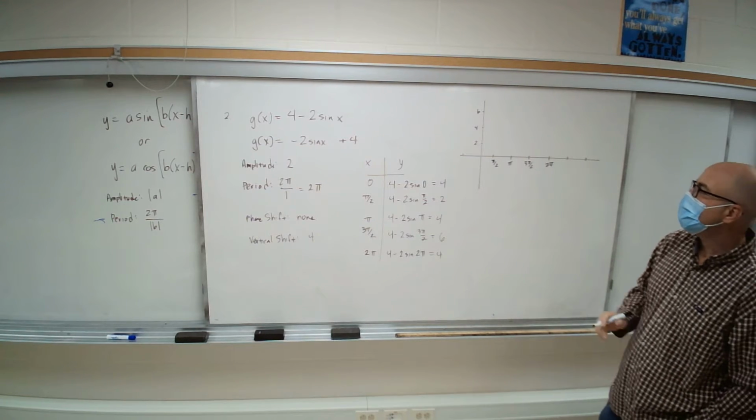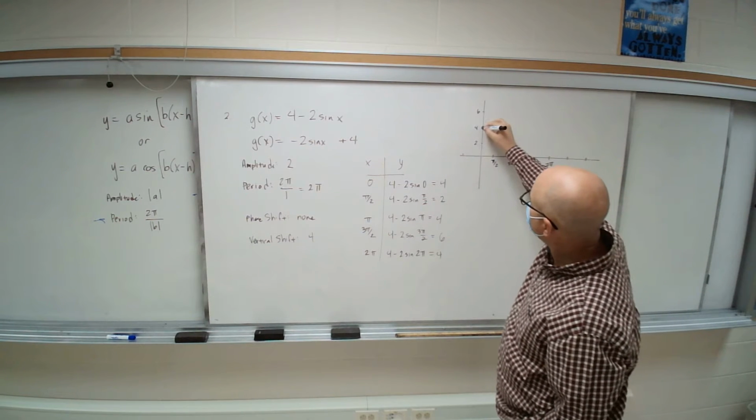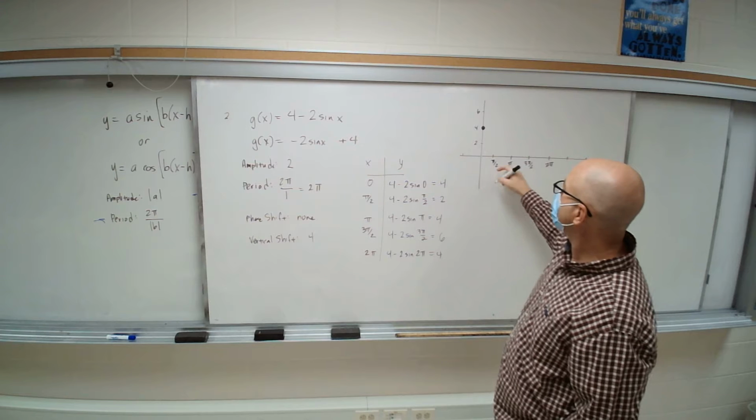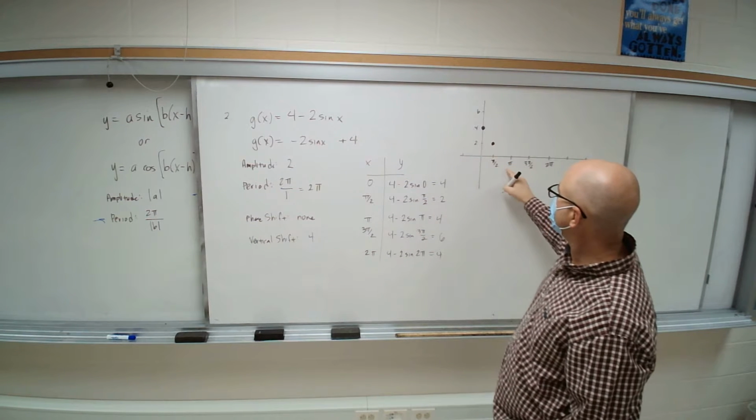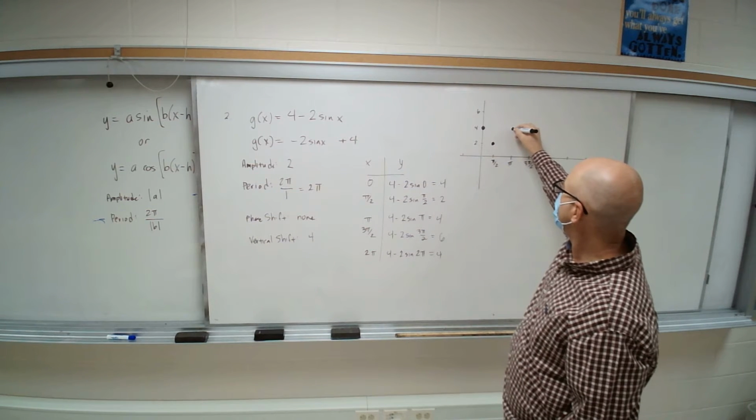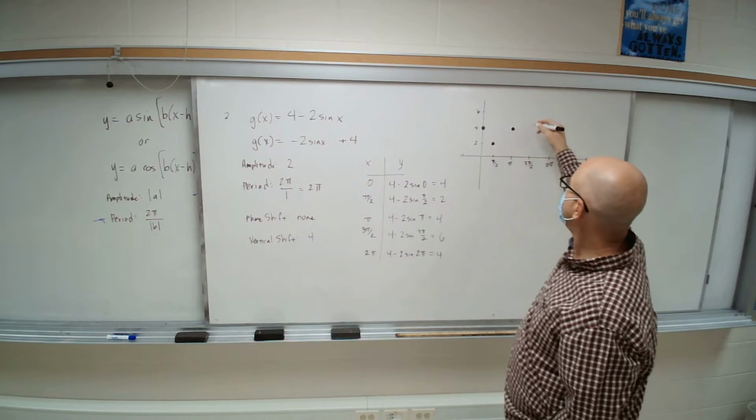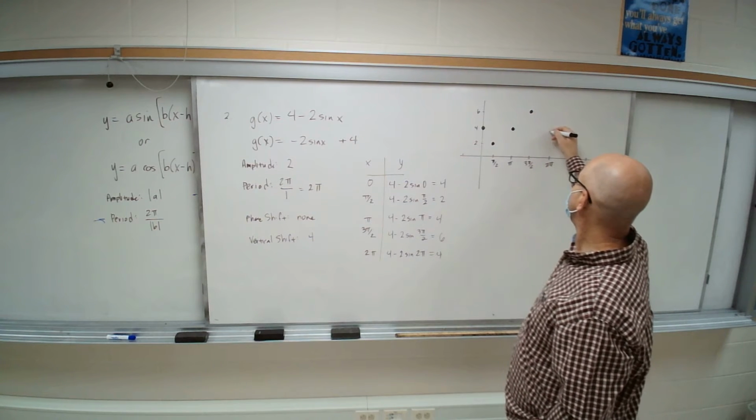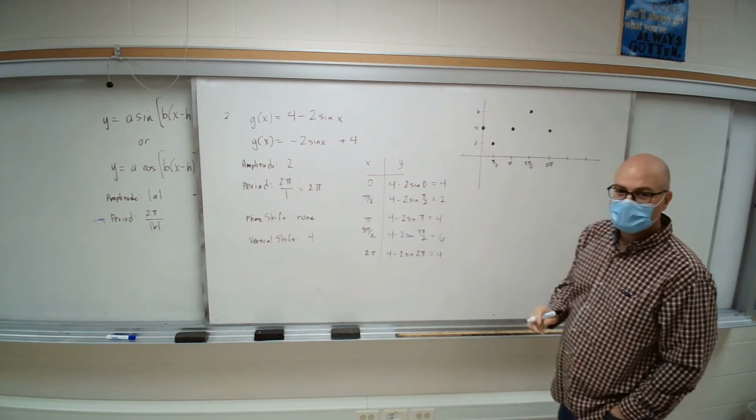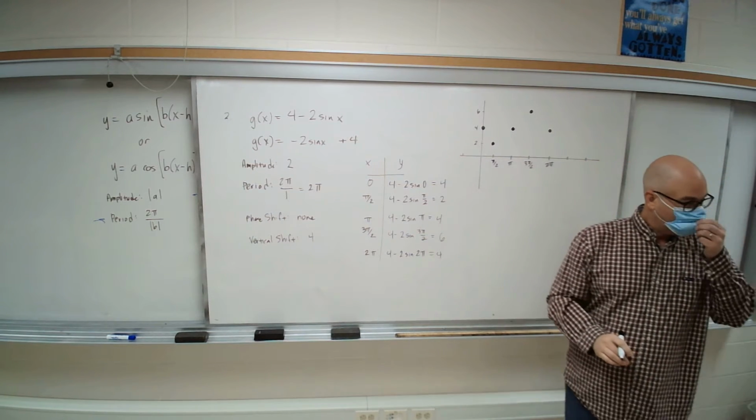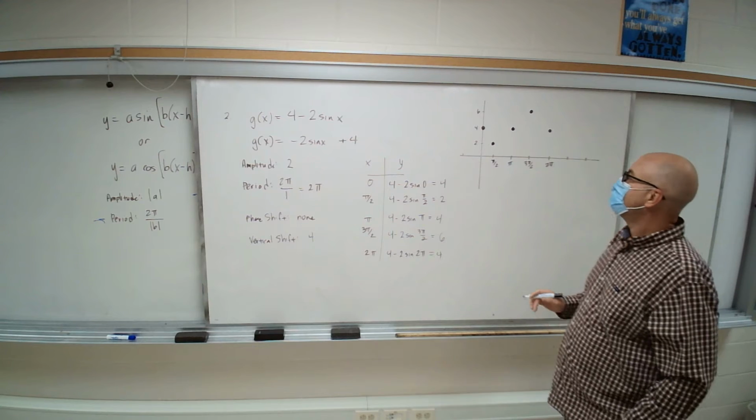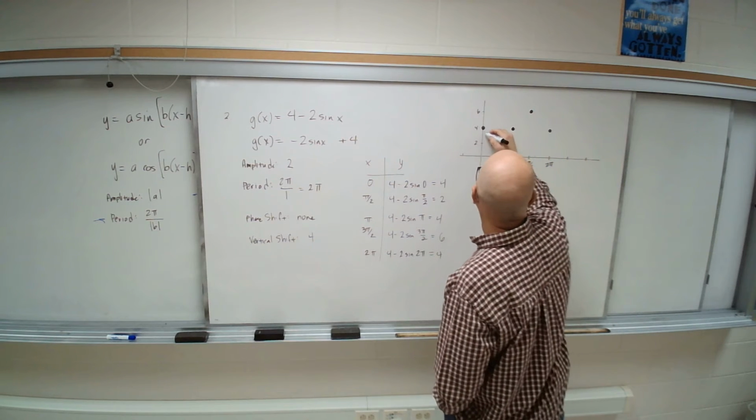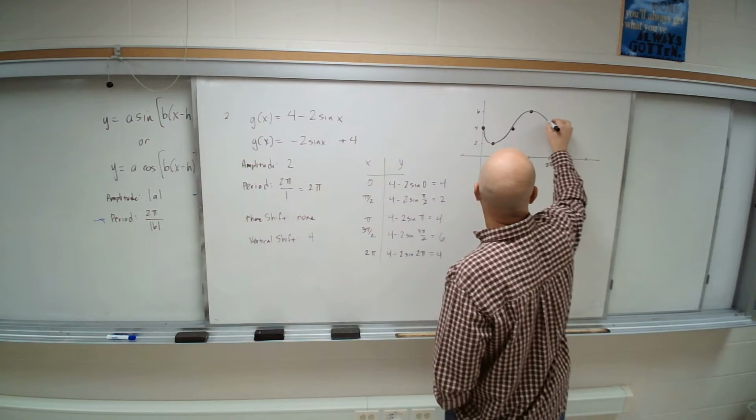Let's see what we have. 0, 4 is up here. Pi over 2, 2 is down here. Pi, 4. 3 pi over 2, 6. 2 pi, 4. So here's one period of a sine curve. Now we could put more, but actually it's kind of nice to just sometimes look at one.